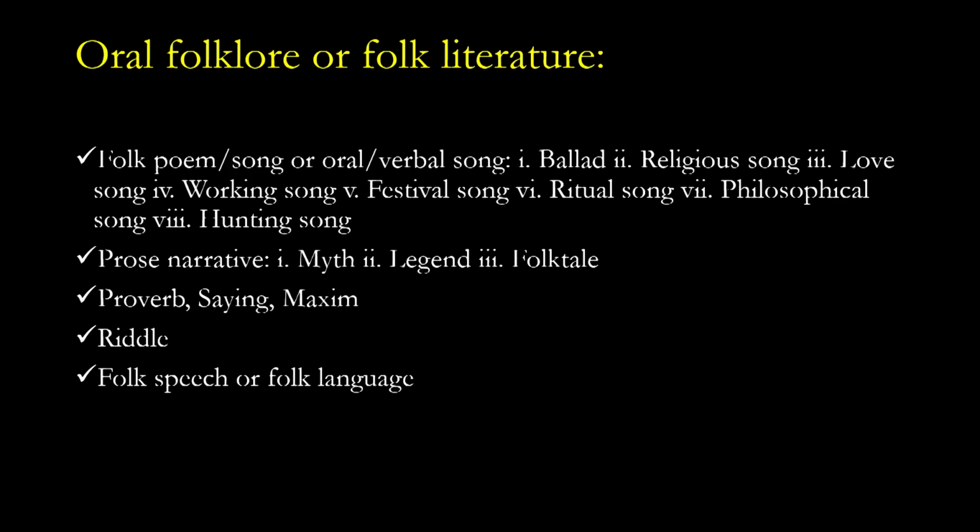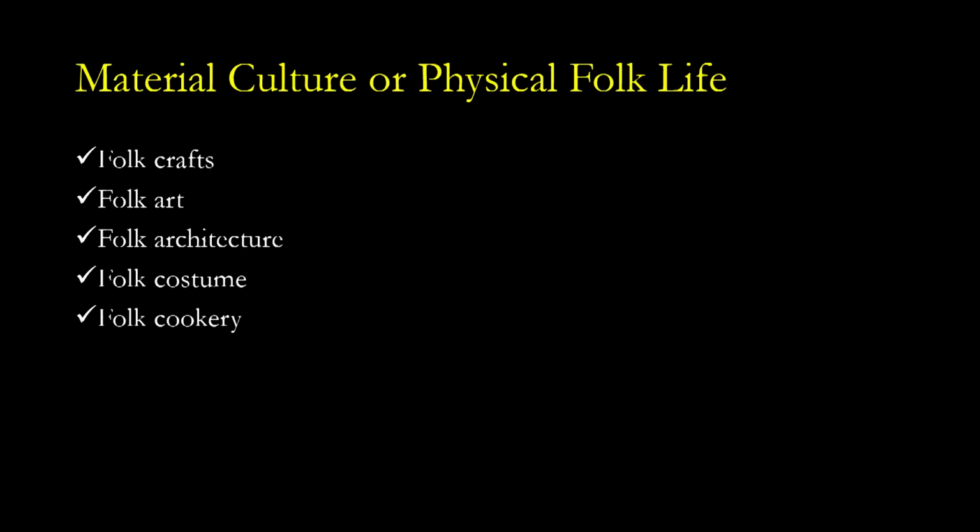Now, let us go to the next division of folkloric material, that is material culture or physical folk life as it is sometimes called. They include the folk crafts, the folk art, folk architecture, folk costume, folk cookery. The term material culture emphasizes how inanimate things within the environment act on people and are acted upon by people for the purpose of carrying out social function, regulating social relation and giving symbolic meaning to human activity.